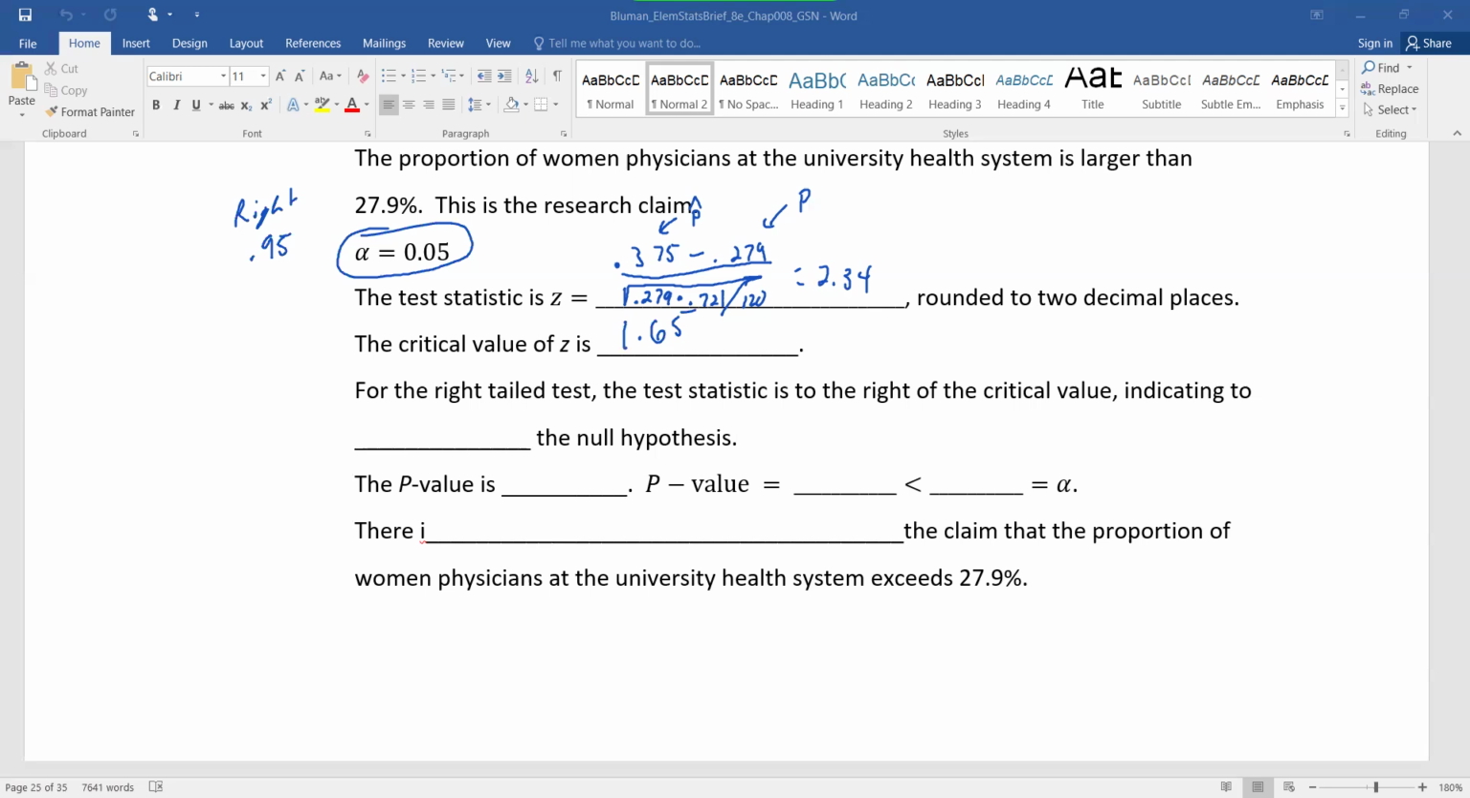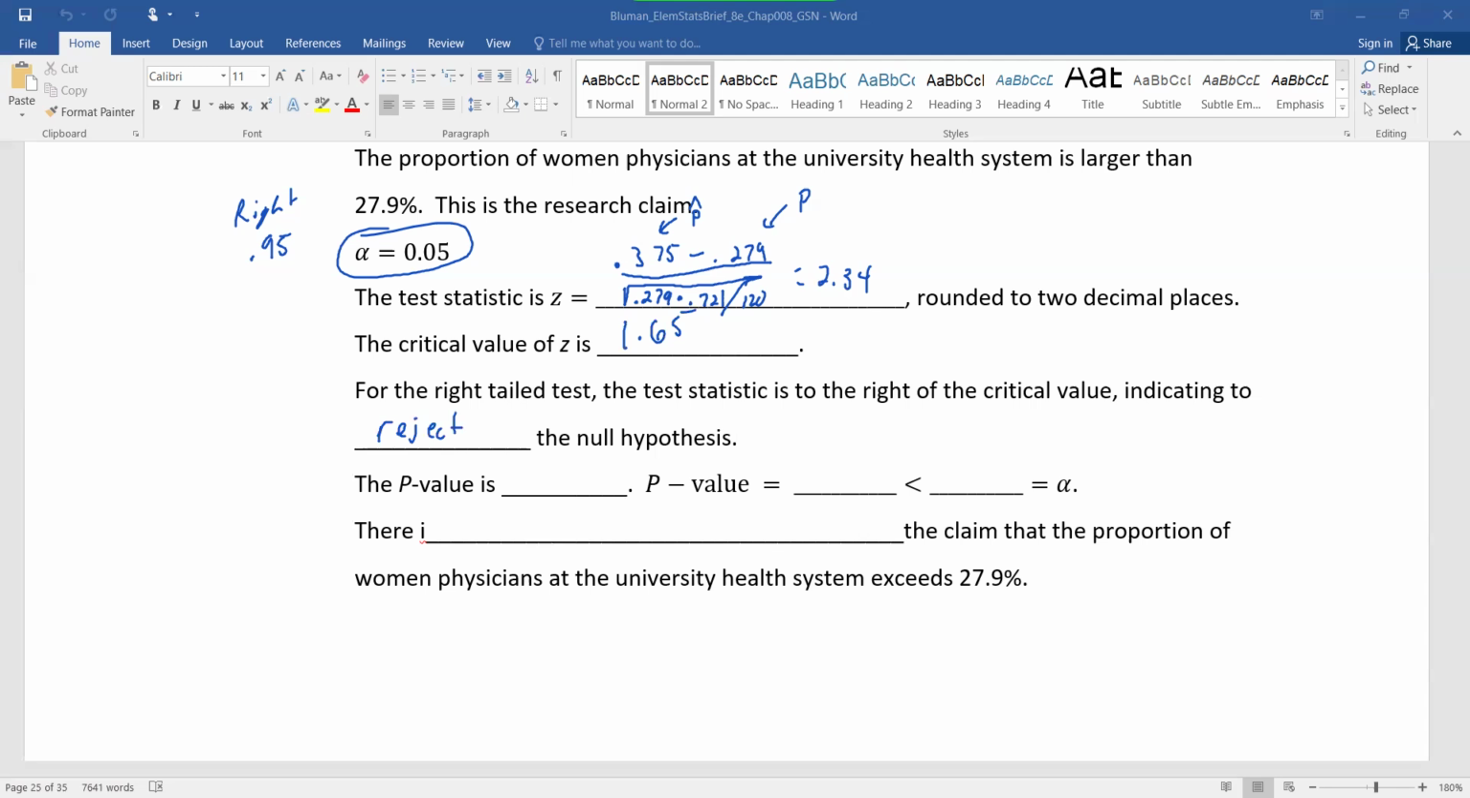So for the right tail test, the test statistic is to the right of the critical value, indicating what with the null? We're going to reject it. It is definitely not equal to 27.9%. So we reject the null hypothesis.